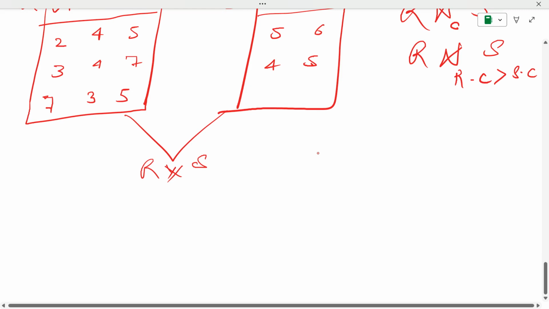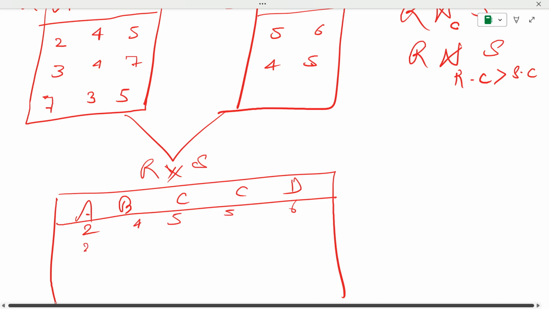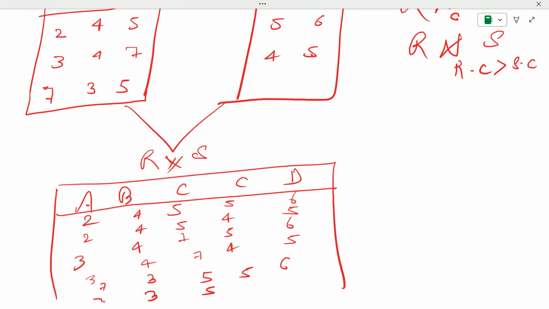Now, first we will be applying the cross product. So the cross product will yield A, B, C, C, D, and let's go shorter: 2, 4, 5, 5, 6, 2, 4, 5, 4, 5, 3, 4, 7, 5, 6, 3, 4, 7, 4, 5. Then we have 7, 3, 5, 5, 6, and lastly we have 7, 3, 5, 4, 5.